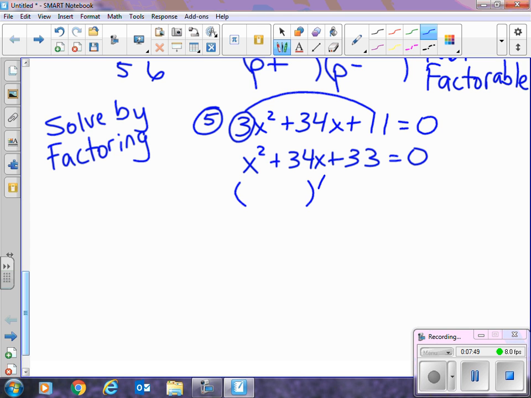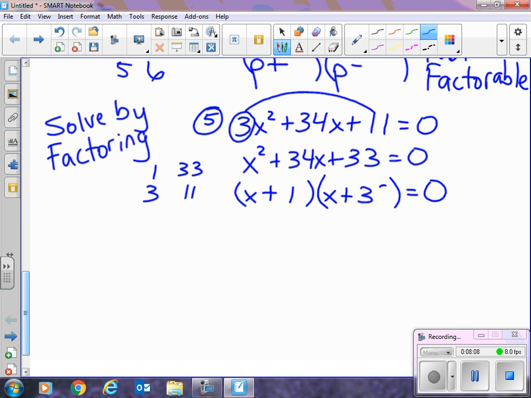You're going to break these up into your 2 binomials, x and x. Plus sign means same sign. They're both pluses. So we want to multiply to make 33, add to make 34. Well, 33 has 1 and 33 and 3 and 11. There's nothing else. Okay, so the only one that adds to make 34 is the 1 and the 33.